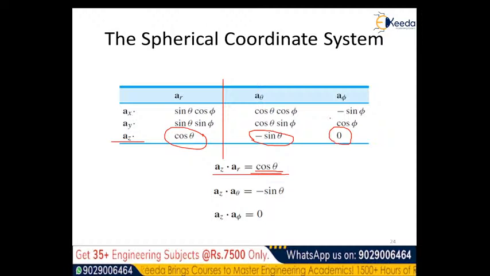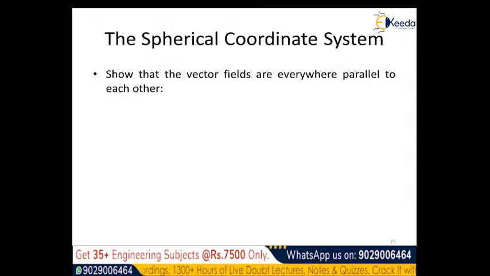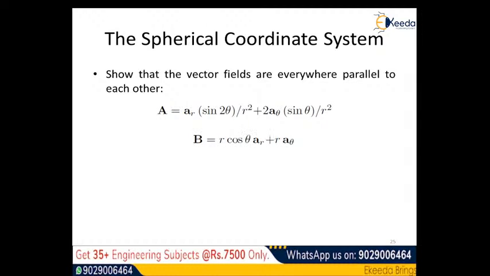So this will definitely help us to solve the problems associated with the spherical coordinate system, which are usually asked in the examination. We shall briefly practice 3 problems here. First of all, we take the problem statement where you are asked to show that the vector fields are everywhere parallel to each other. In this problem statement, the 2 vector fields are given to you, and they are expressed in the spherical coordinate system fashion.